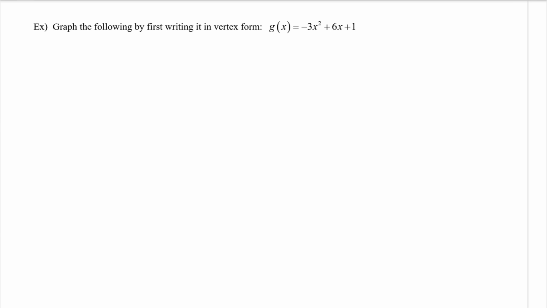We just graphed two quadratic functions. I talked about how to change this over to vertex form earlier, so we don't need to go through this one again.